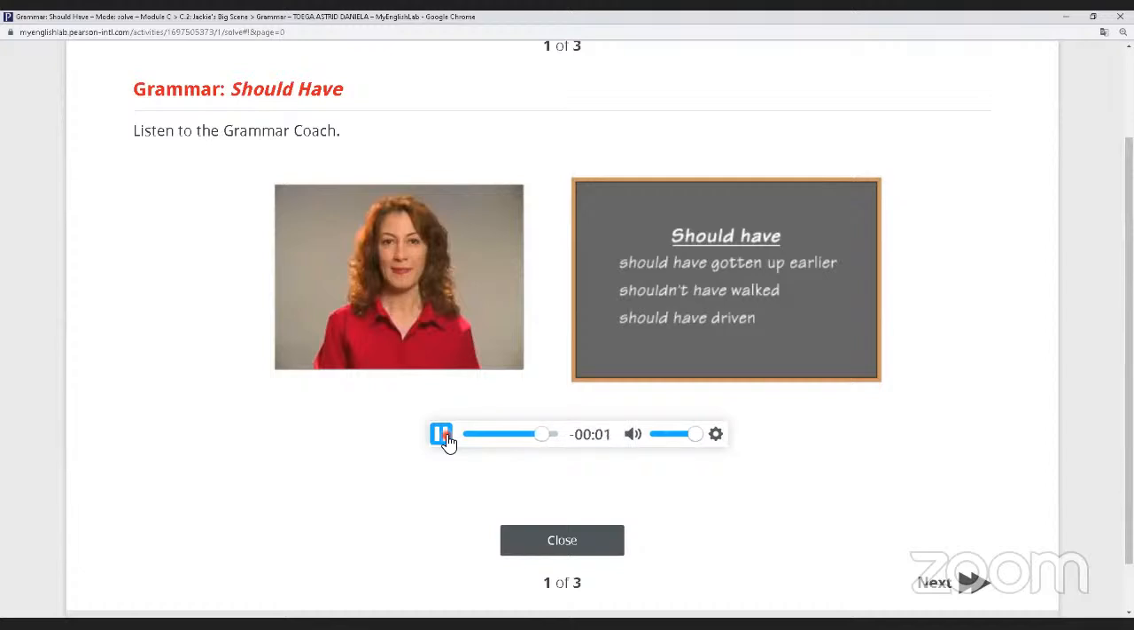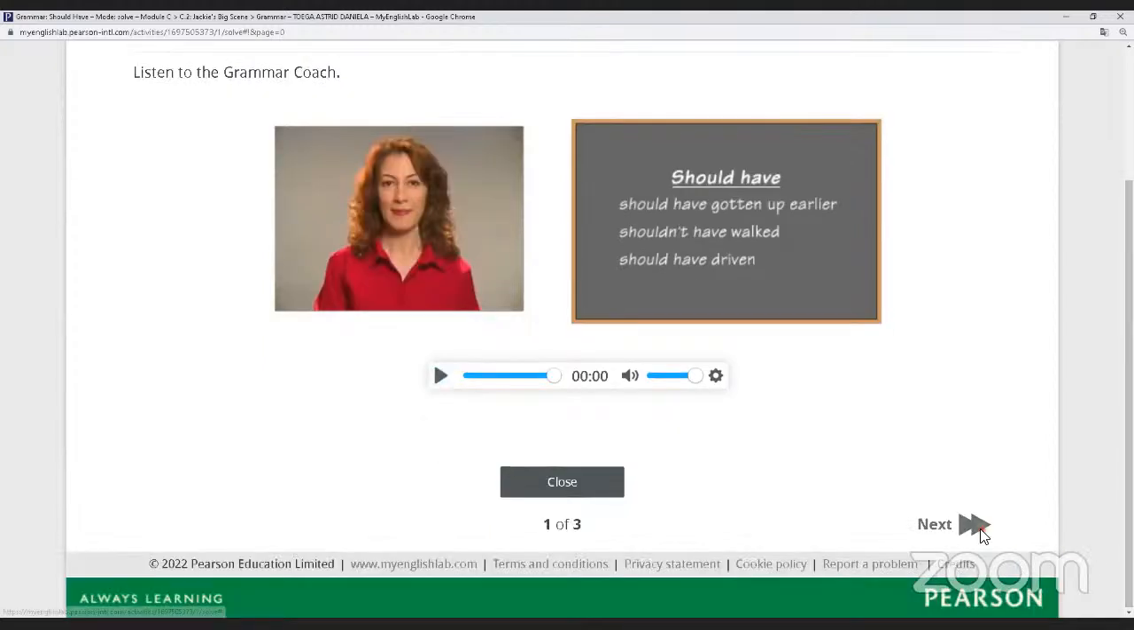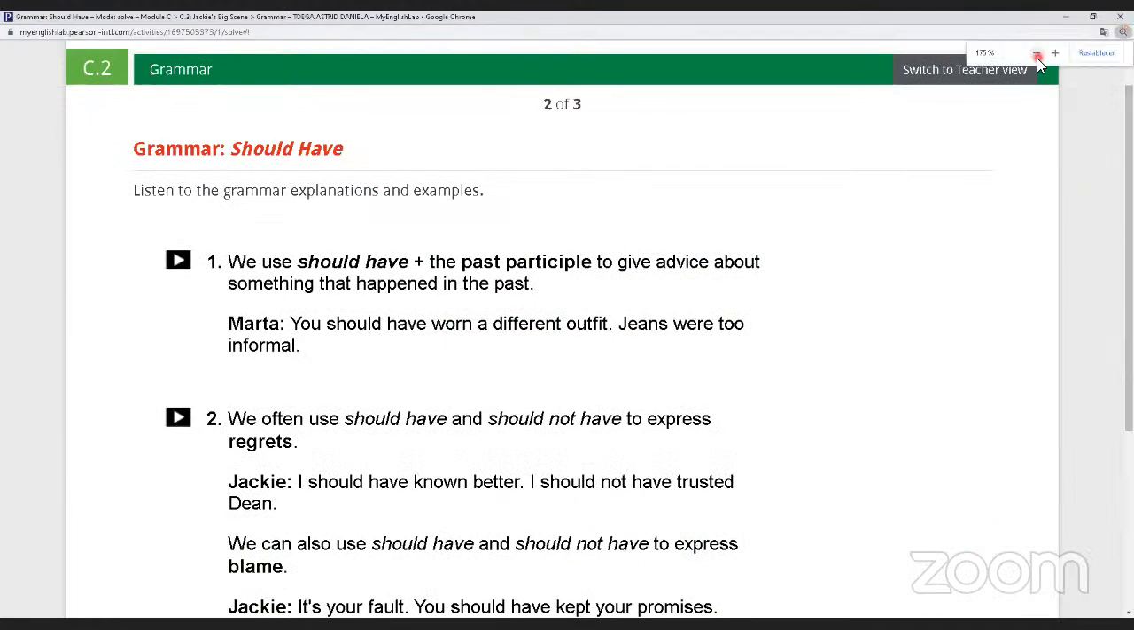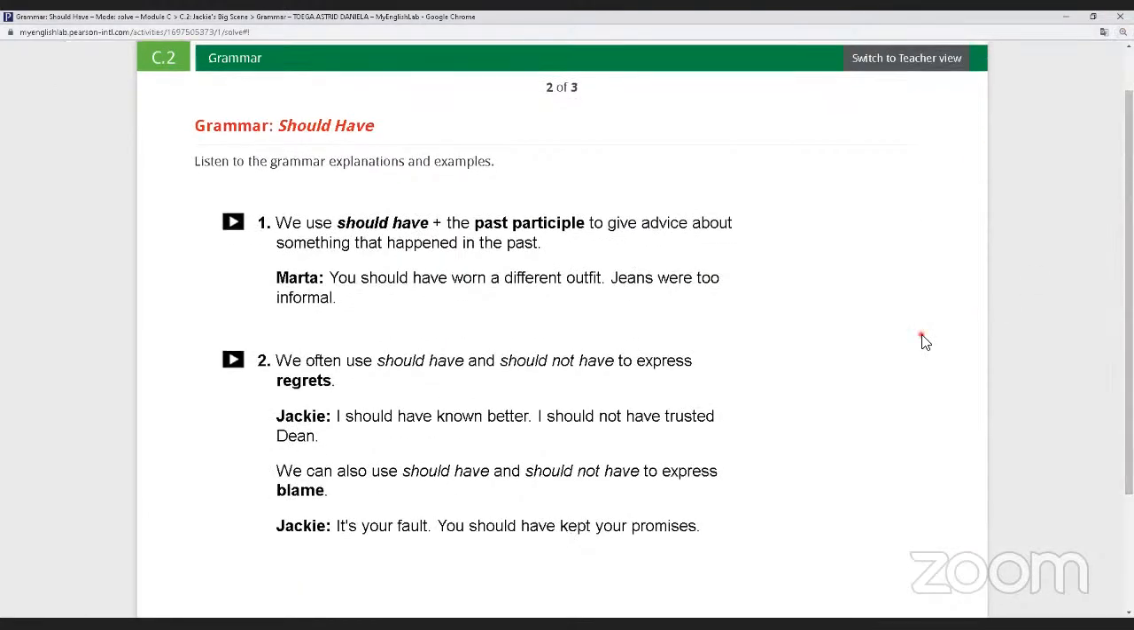Let's learn more about should have. Okay, let's continue. This is a short lesson, right? We actually only have two uses. So let's start with the first point. We're gonna see the main use of should have. We use should have plus the past participle to give advice about something that happened in the past. You should have worn a different outfit. Jeans were too informal.